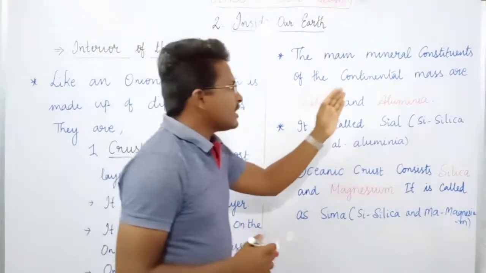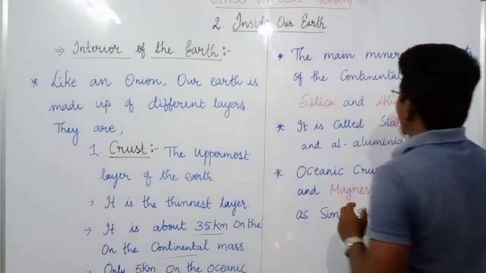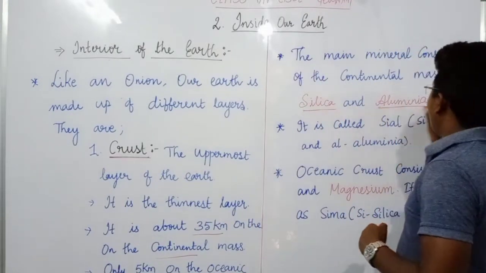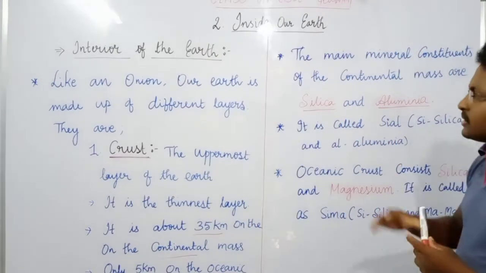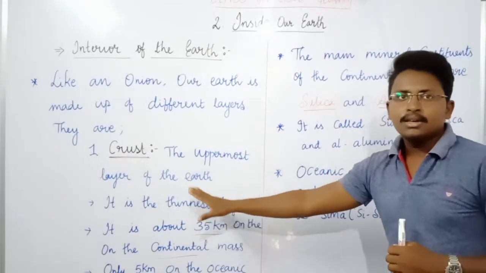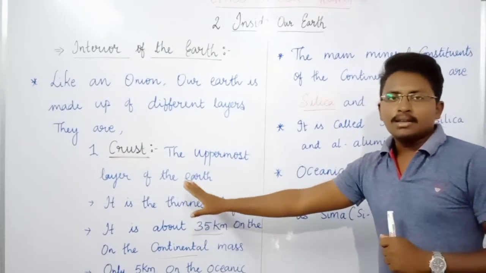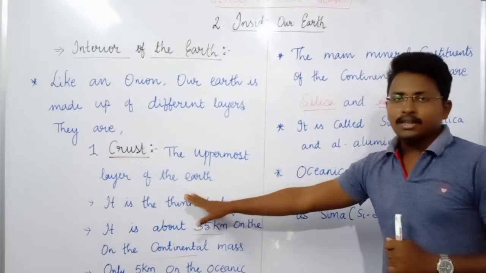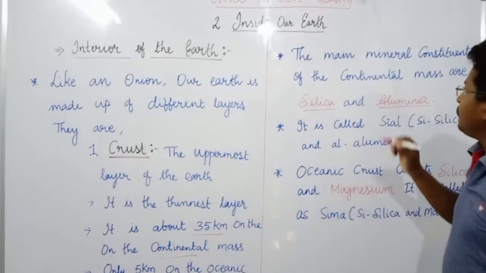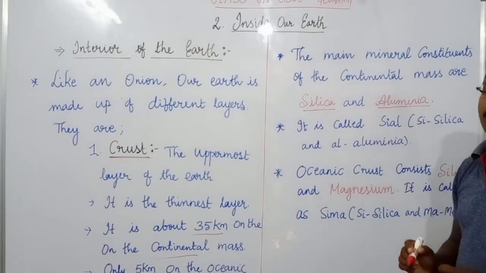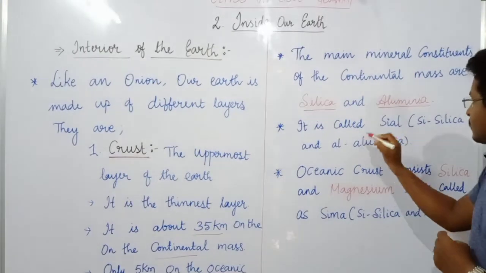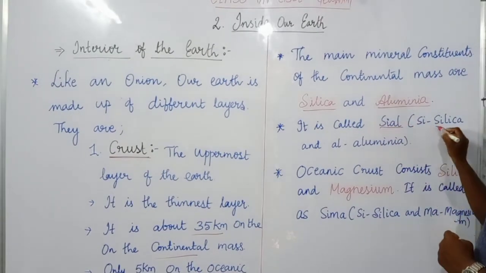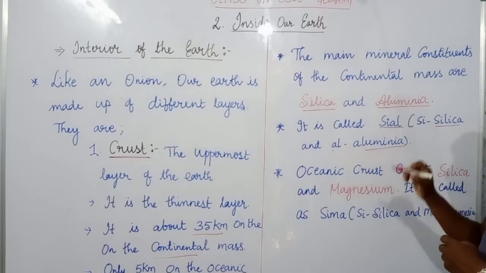The main mineral constituents of the continental mass are silica and aluminium. That means the place where the continent is, the land is, it is made up of silica and aluminium. That is why together it is called Sial. Si means silica, Al means aluminium.